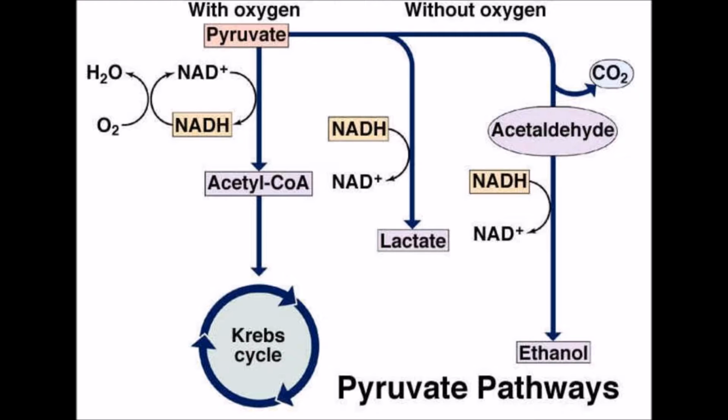In the anaerobic pathway, the pyruvic acid reacts with NADH to form NAD+, or it gives off a CO2, then reacts with NADH to form NAD+ and ethanol.